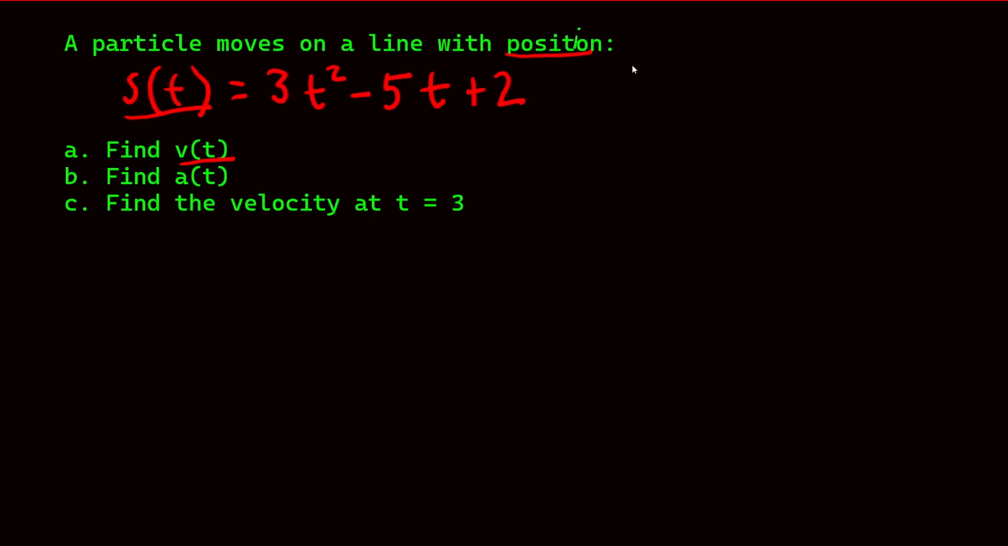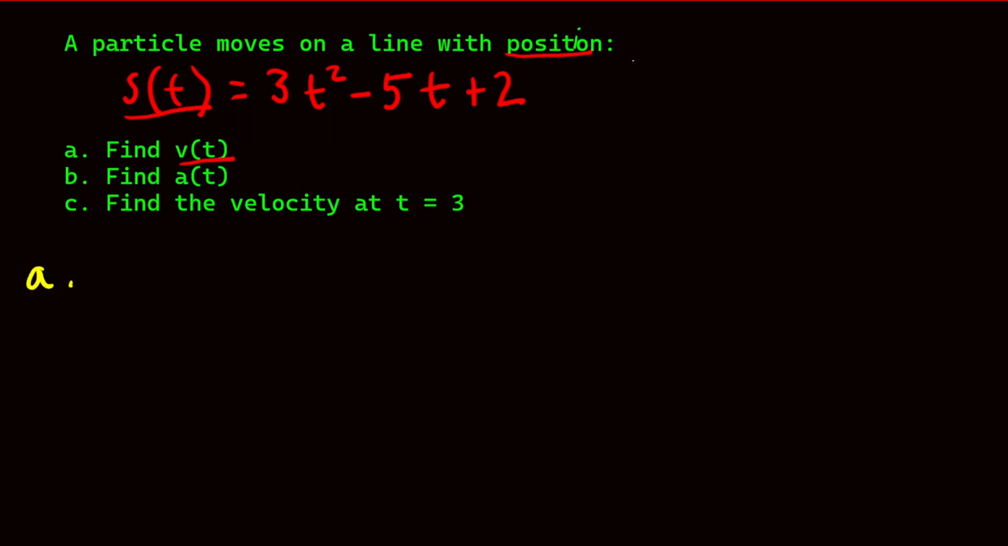A particle moves in a line with position s of t equals 3t squared minus 5t plus 2. I'll use yellow, whatever. A. Find v of t. The v of t is the velocity.